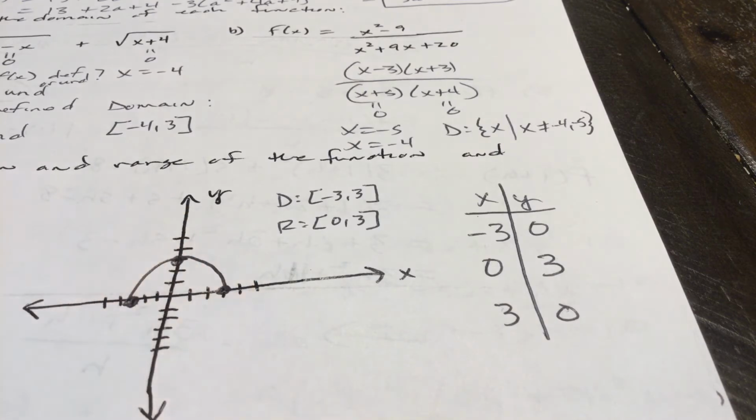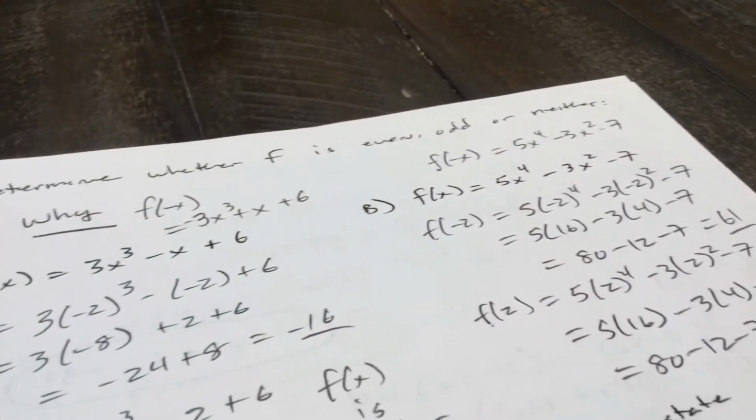There's a semicircle. The domain is -3 to 3. The range is 0 to 3. So I'm hoping that becomes a pretty easy function. Now, all right, determine whether f is even, odd, or neither.